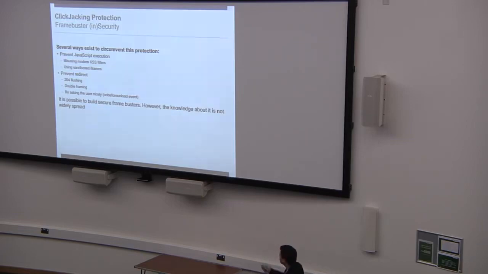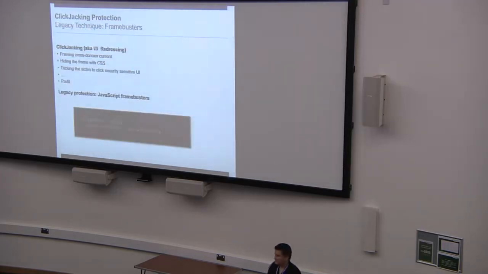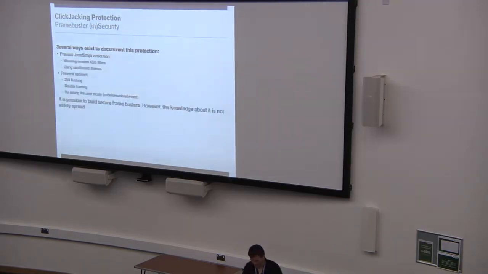And then there are other techniques like double framing, or you can simply ask the user nicely. You can simply ask, would you really like to leave this website? And if the user presses no, the redirect is canceled. So this JavaScript implementation that we saw here is really flawed. And there are ways to create secure framebusters, but the knowledge about this is not very widespread. And most of the framebusters look like this one, and not like secure ones.